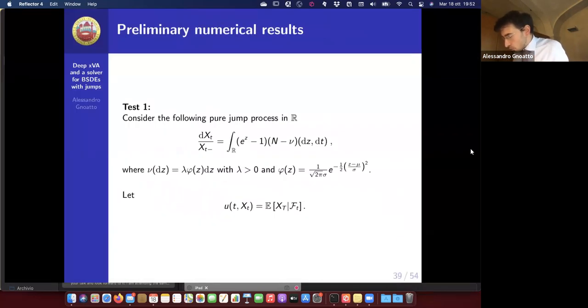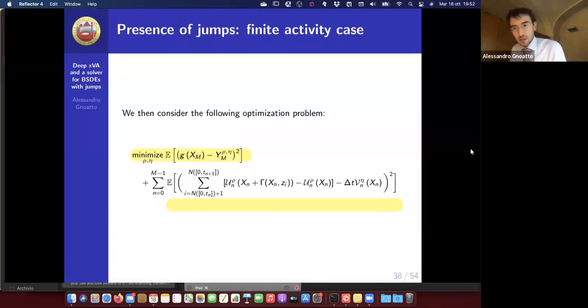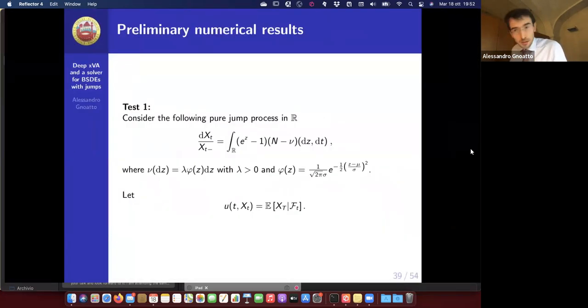Then you simply run your stochastic gradient descent, so you can recycle the machinery of the solver, okay? And this works quite well. I have some examples in the last final minutes.